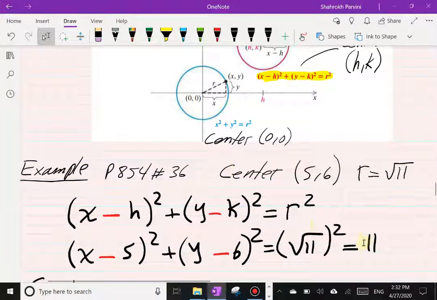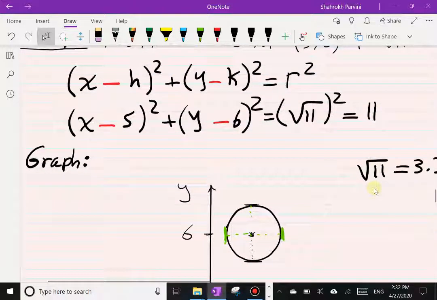Now notice in here, by the way, the right side is 11. That 11 is r squared. And what I was saying earlier is that the base of this r squared, r, is the radius. So if you're given a number 11 that is not the radius, in order to find the radius, we actually take the square root of this number, and that's what's going to give us the radius to be square root of 11.